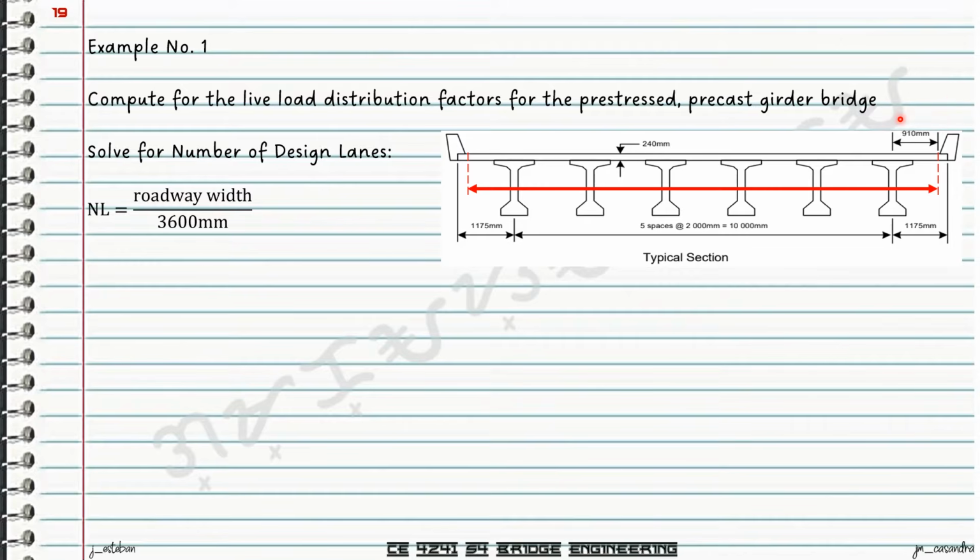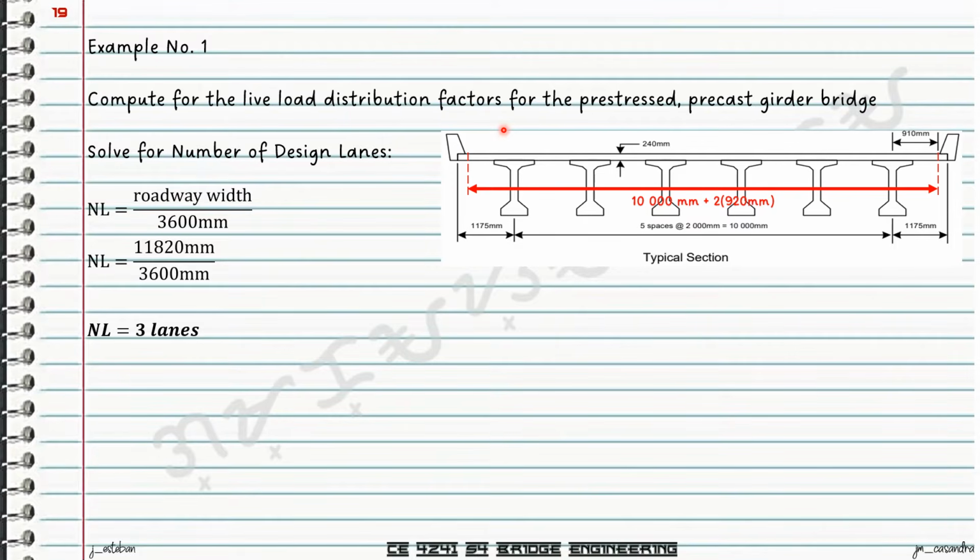This is a symmetrical bridge, so 910 is the same distance for this side. In that case, the roadway width will be equal to 10,000 millimeters plus 2 times 910 millimeters, and that is equal to 11,820. Divide it by 3,600. The number of design lanes for this given bridge section is 3 lanes.